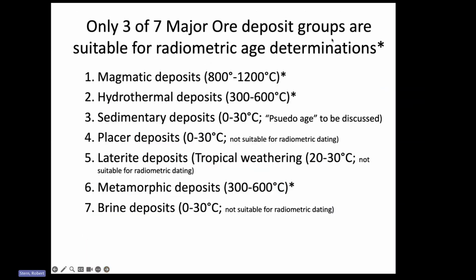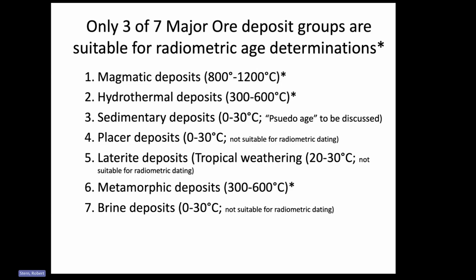So only 3 of the major ore deposit groups are really well adapted to radiometric age determinations. Certainly magmatic deposits are. They typically form at 800 to 1200 degrees. Hydrothermal deposits are. These typically form at 300 to 600 degrees. Sedimentary deposits can be problematic. We did just see an example of one with the Polaris deposit, so it is possible to do some useful work on dating using radiometric methods.